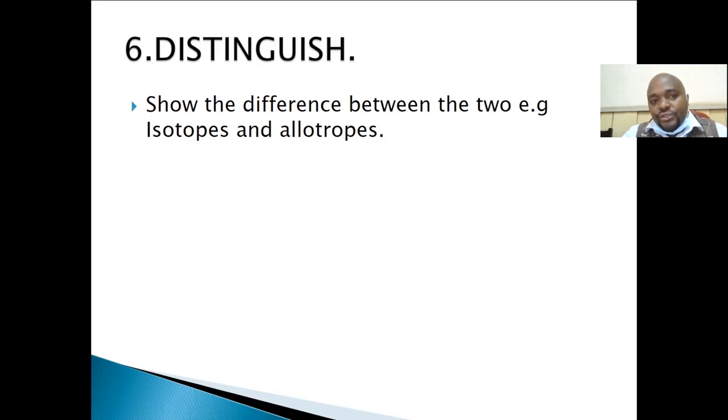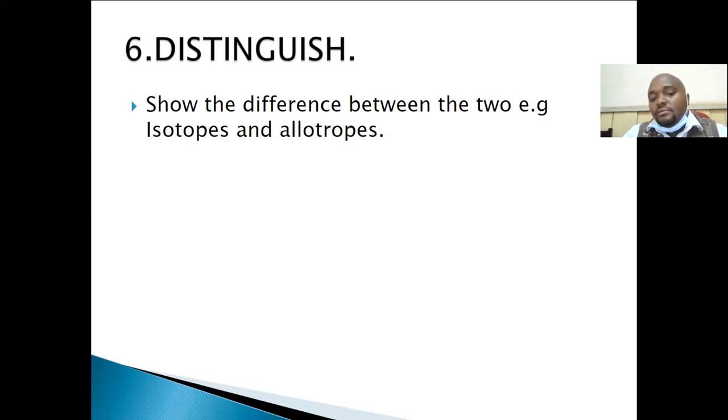Another term which you use is distinguish. For example, distinguish between isotopes and allotropes. In that case, you should show the difference between the two. For example, isotopes are atoms of the same element with the same atomic number but different mass number.